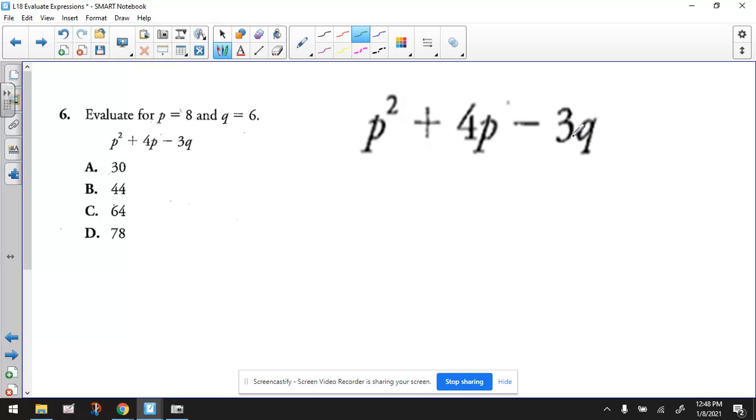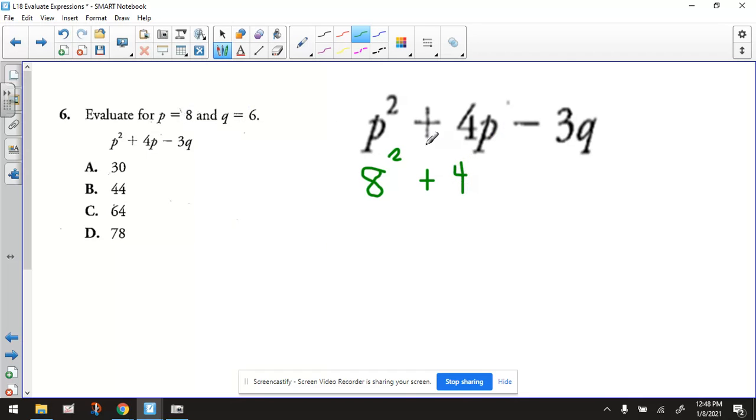So step 1 is to write the expression down. Step 2 is to substitute in the values. So for P, they're saying that that's equal to 8. So everywhere we see a P, we'll go ahead and substitute that value in, so we can't forget about the exponent. Plus 4. And this means 4 times P.